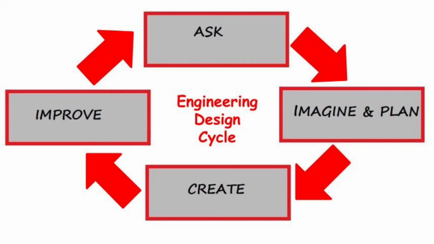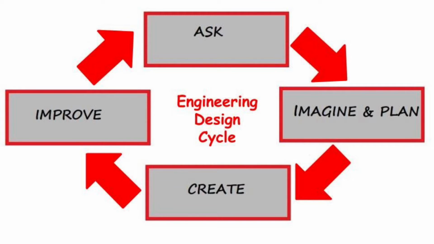Moving on to imagine and plan, we start thinking about what we want our car to look like, what it's going to be made out of, how it is going to function, and all the things of that nature. From there, we go to create, so that's when we actually start building our car. So putting it together, making all of the parts, and having it all made.